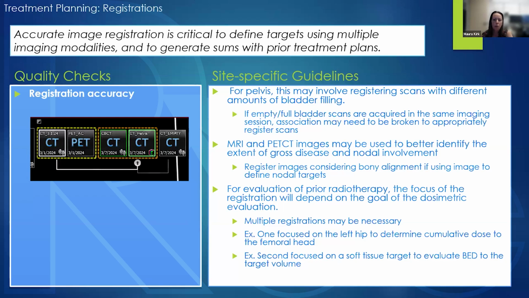You may have MRI or PET-CT images to help identify gross disease or nodal involvement. When you're performing the registration or checking the registration for these images, you want to consider bony alignment if you're using it for nodal targets. For evaluation of prior radiation therapy, the focus of your registration is going to depend on your goals for the dosimetric evaluation. So you might need multiple registrations to look at different components of the plan sum. One might be focused on the left hip, for example, to determine cumulative dose to the femoral head, and you may need a second registration focused on a soft tissue target to evaluate the biological equivalent dose to the target volume.